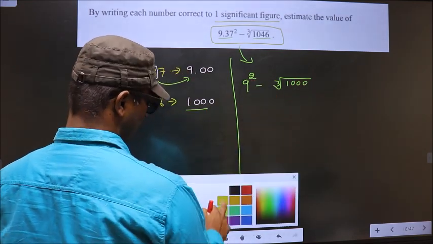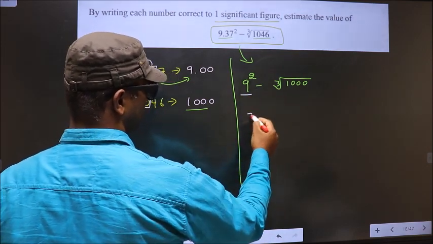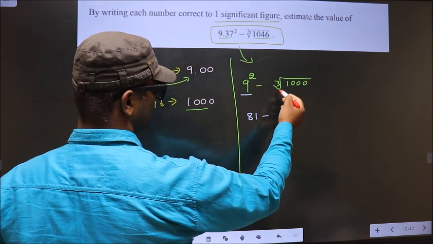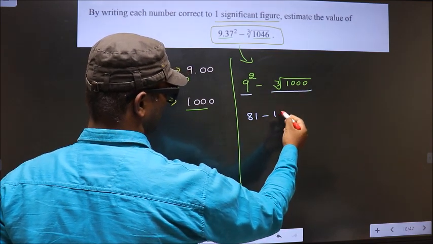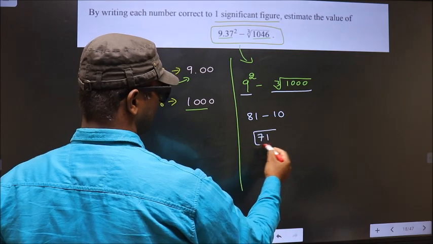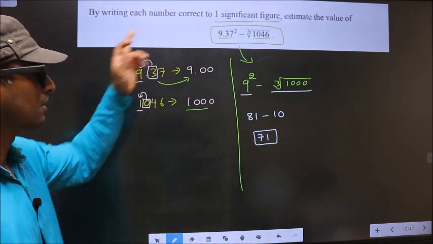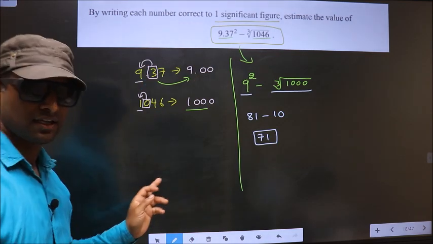So now let us calculate this. So 9 square is 81 minus cube root of 1000 is 10. So 81 minus 10 is 71. This is our answer. Am I clear?